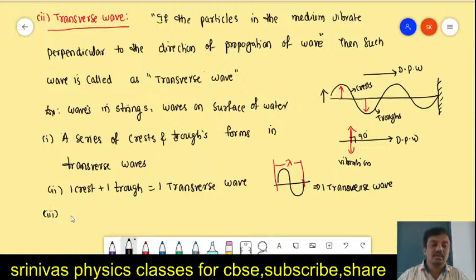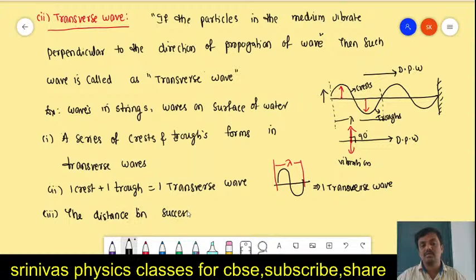I'm going to tell what the wavelength is. The wavelength definition we can also write here. One crest starts here, the next crest starts here. The distance between these two successive crests is also called the wavelength. The distance between successive crests or troughs is called the wavelength.